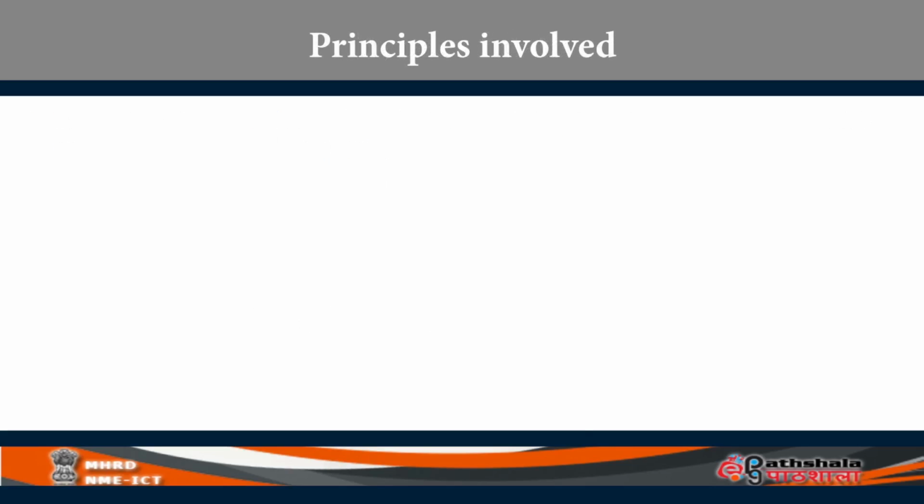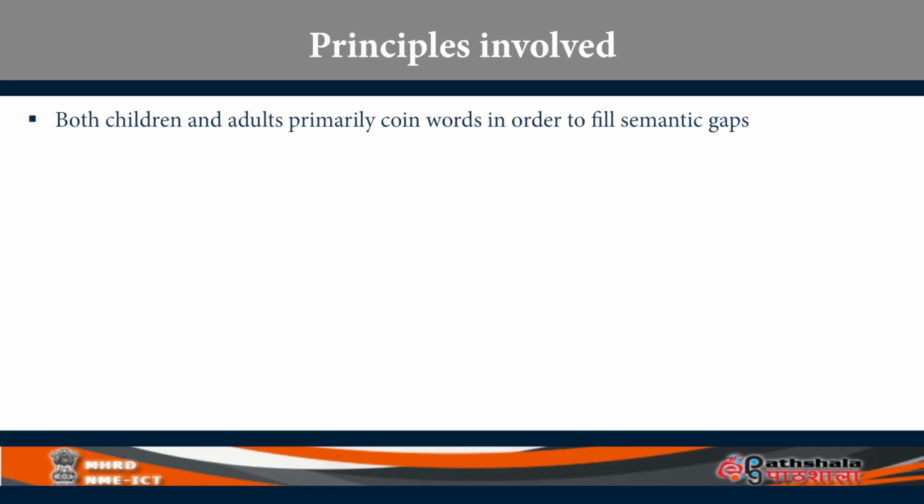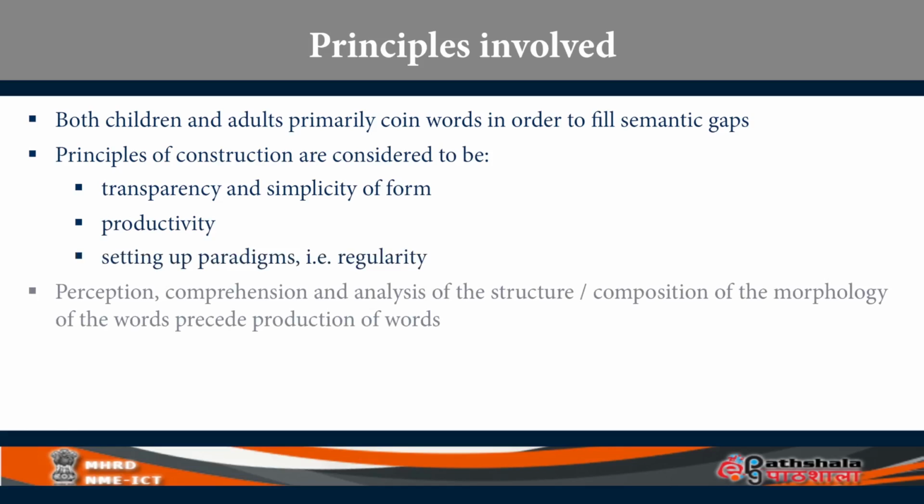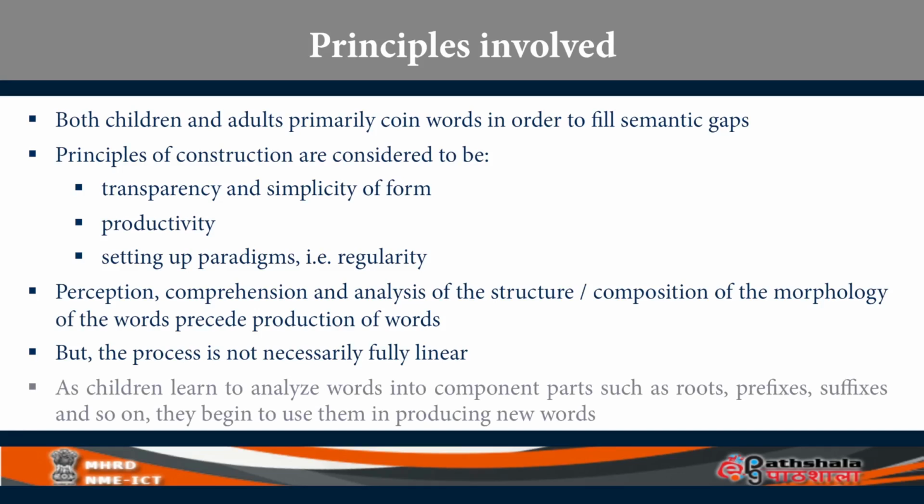There are many principles involved in coining words. Both adults and children coin words primarily to fill semantic gaps. Some of the principles that we will be discussing are transparency and simplicity of form. Next, productivity. And finally, the issue of setting up of paradigms, that is regularity. It is noted that perception, comprehension, and analysis of words often precede building up of words, but the process is not necessarily linear. Sometimes, as children learn to analyze words, they begin to use them in producing new words.